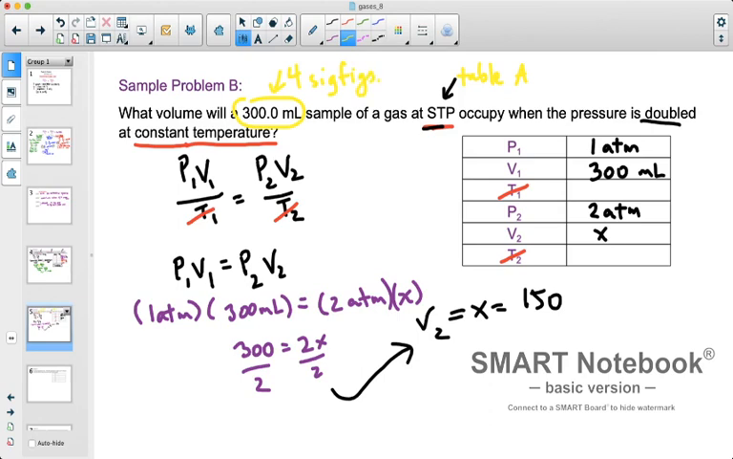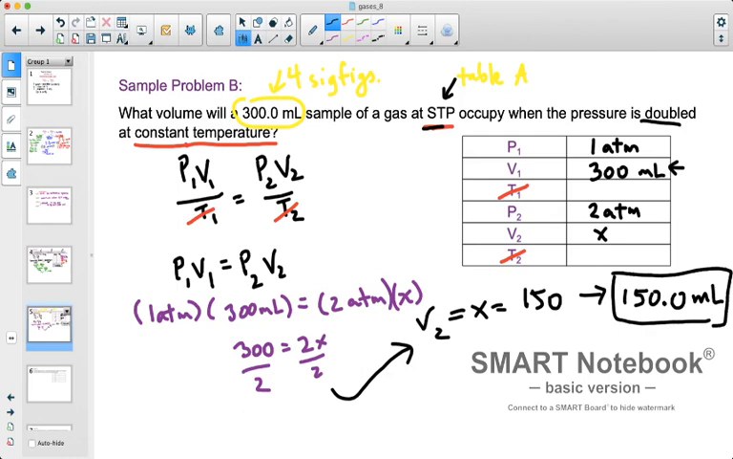Right now it's only in 2. 150 without a decimal is in 2. So I need to convert this. To get to 4 sig figs, I need to put in a decimal, and not only just the decimal, I need to add another 0. That's 4 significant figures. Now I need to check my chart. If I'm finding V2, my V1 was in milliliters, so my units now are in milliliters. And that's my answer for sample problem B.